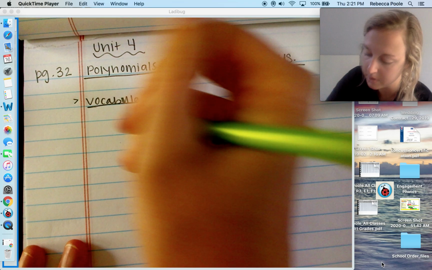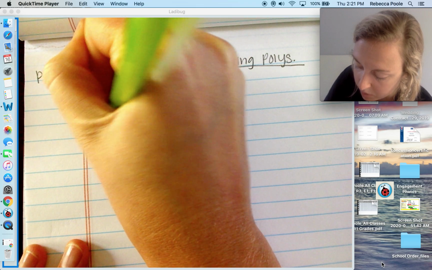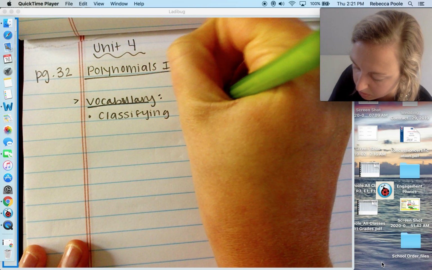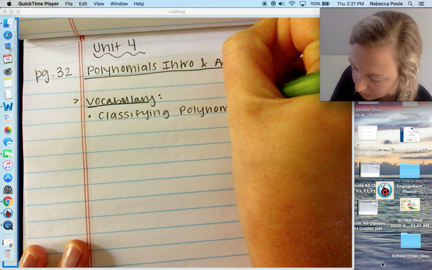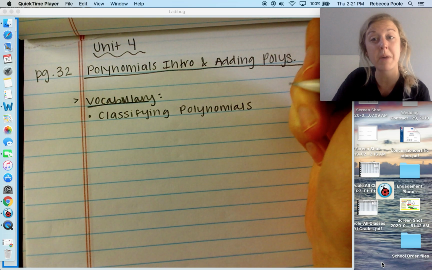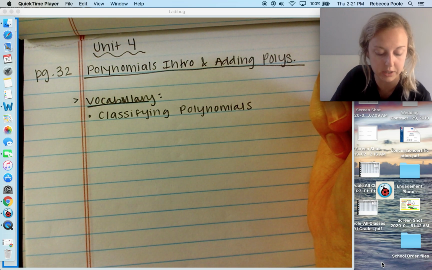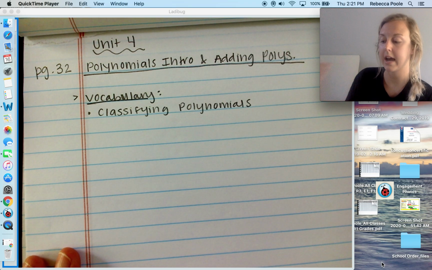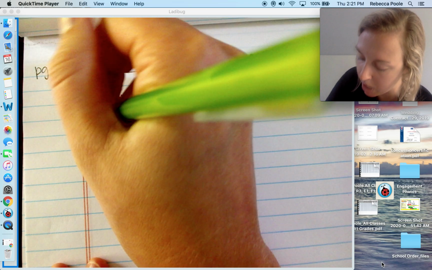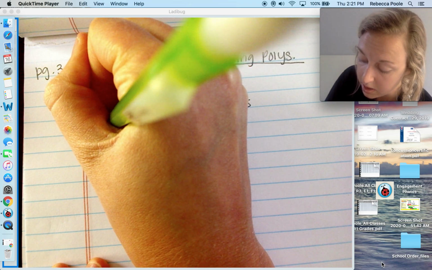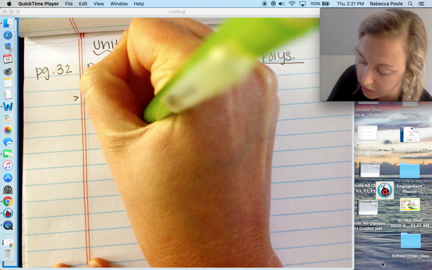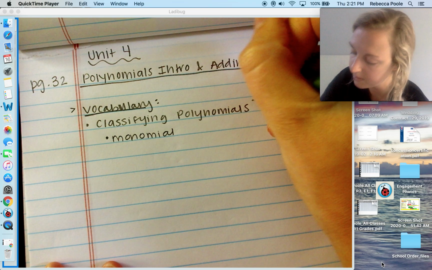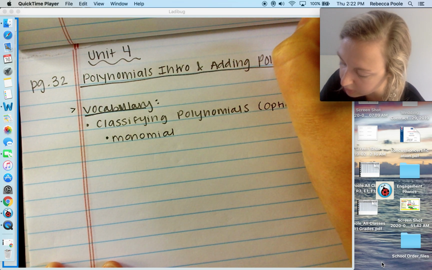So vocab, we're going to talk first about classifying polynomials. And a lot of you might have learned this in middle school, so that'll be good. This will be review. And then we'll go into finding the degree and actually adding them. Okay, so for classifying polynomials, the first kind of polynomial you can have is a monomial, okay? These are your options.